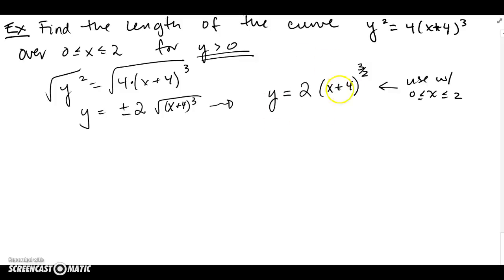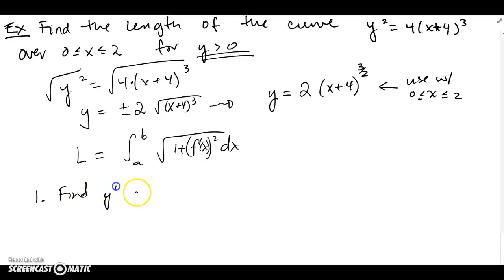So I'm going to use y as a function of x over the interval between 0 and 2. And since y is isolated and I have x values, I'm going to set up a dx arc length problem. So I'm going to do what we call type 1. I'll find y prime, or f prime, first. So 2 times, bring down the 3/2, x plus 4 to the 1/2, times, even if I do a chain rule, the derivative of the inside is 1.